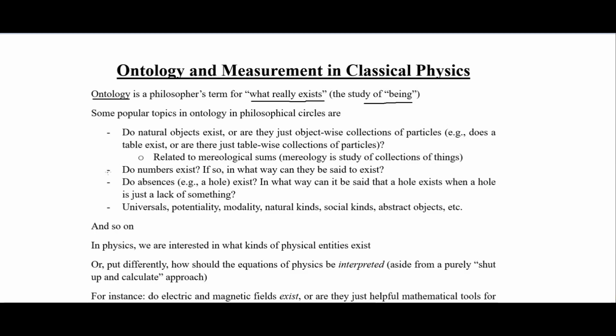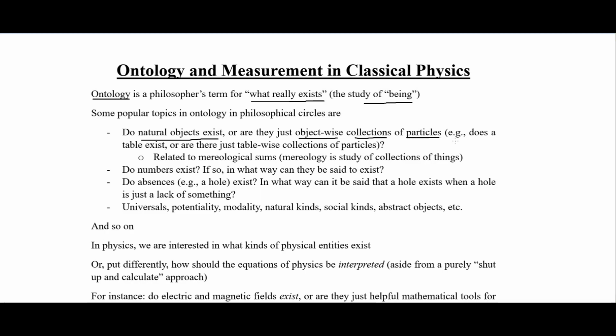In philosophy, some popular topics in ontology are things like, do natural objects exist? Natural objects are just your everyday objects, your coffee cup, your table, your window, your house, trees, things like that. Just stuff that we have noun words for. Do these things actually exist, or are they just an object-wise collection of particles?